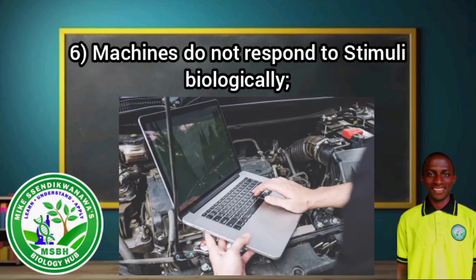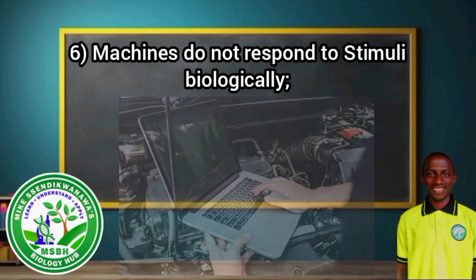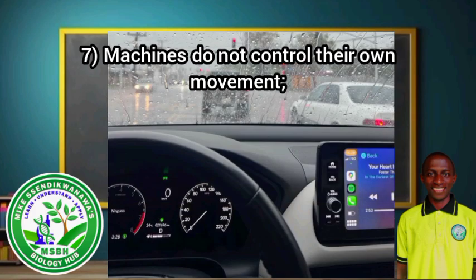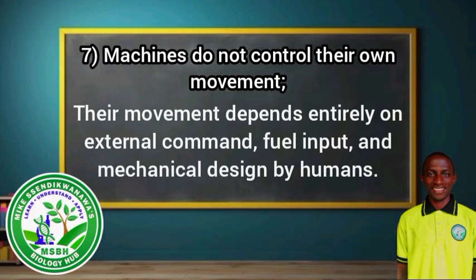6. Machines do not respond to stimuli biologically. They do not sense danger, light, temperature, or chemicals on their own. Any response comes from their programming made by humans. 7. Machines do not control their own movement. Their movement depends entirely on external command, fuel input, and mechanical design by humans.